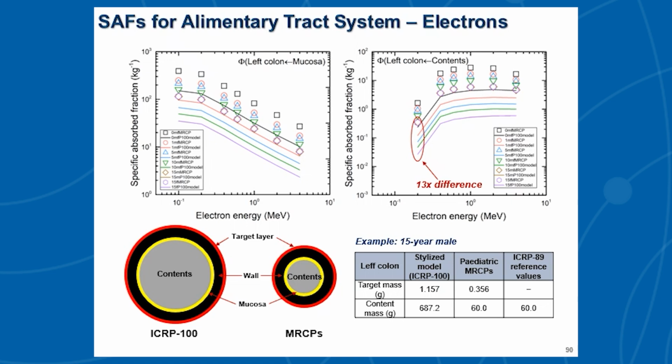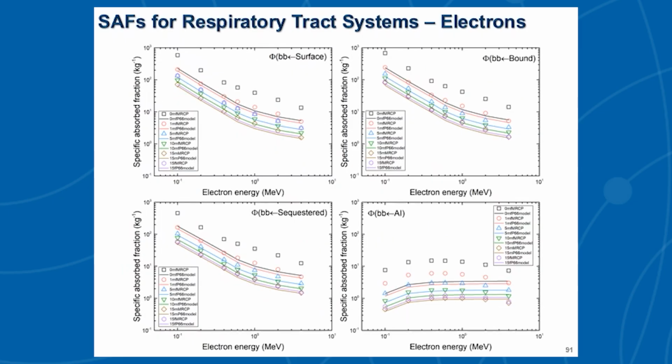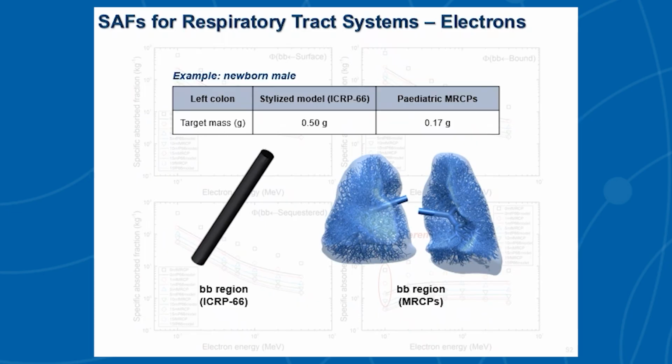Finally, this slide shows an example of electron SAFs for the respiratory organs, comparing the small bronchi BB region. Again, the mesh phantoms showed much higher SAFs than the stylized model, and the maximum difference was 5 times. These differences are also mainly due to the much smaller target mass in the mesh phantoms. In addition, the airways in the mesh phantoms showed some crossfire effect between the branches, which further contributed to the differences.